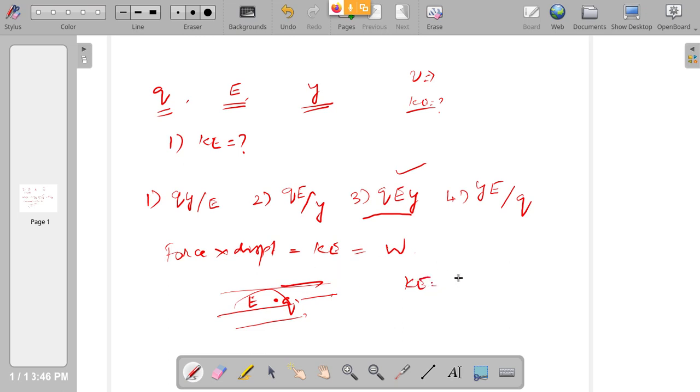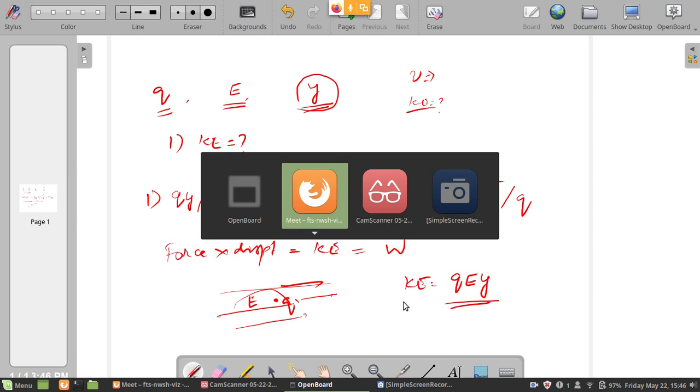The force on the charge is the Lorentz force, so it is Q into E. Distance to which it is moving is Y. So QEY is the answer for this. So the kinetic energy is Q times E into Y.